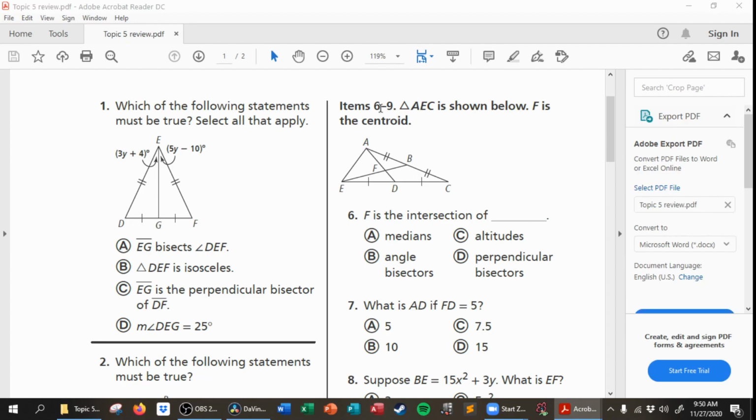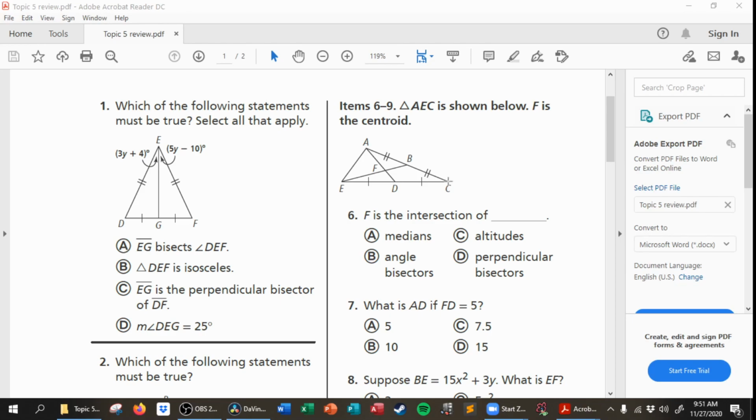Alright. Triangle AEC, that's the big guy, is shown below. F is the centroid, which is found by the concurrency of medians. That's where all the medians meet. That means if I were to find the midpoint of AE and mark it, it would pass directly through, and that would be the point of concurrency F.